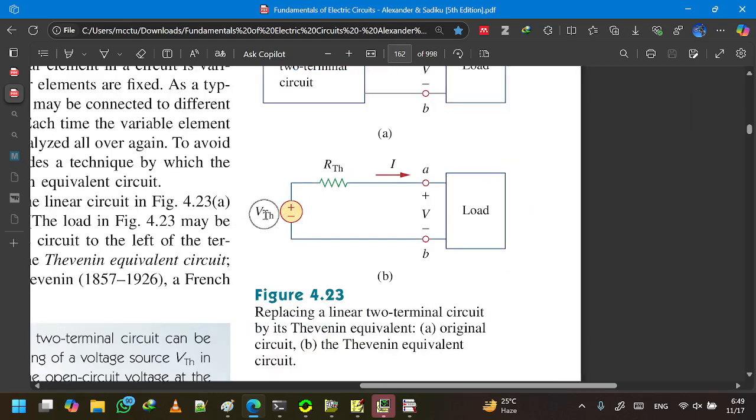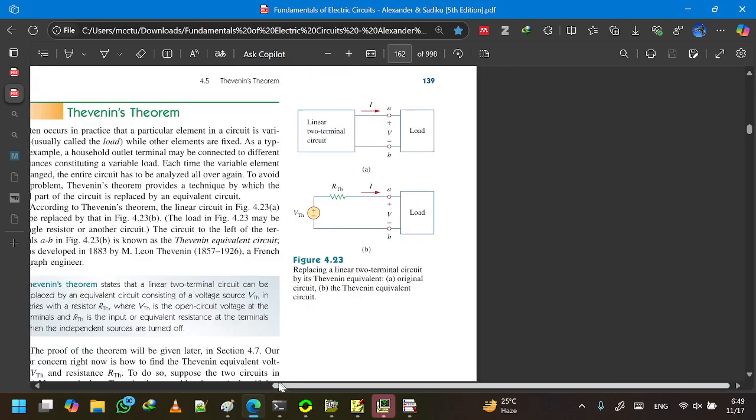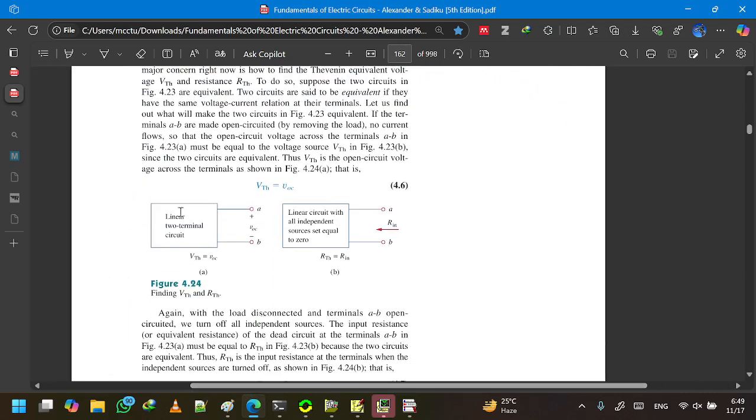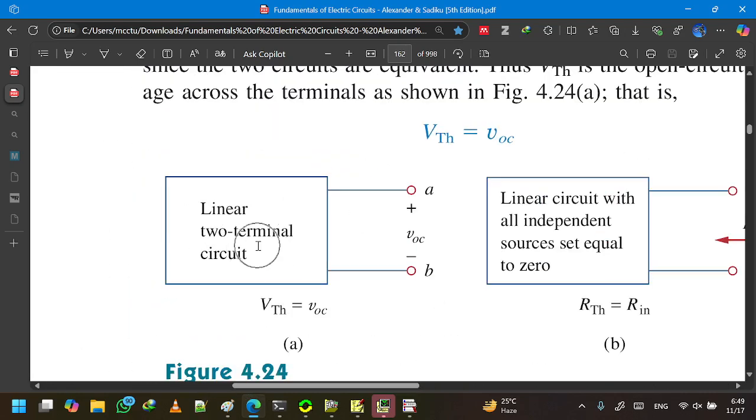As per the book, the value of this VTH will be the open circuit voltage after disconnecting the load. So if we disconnect the load and connect a voltmeter in this position, it will give us the VOC, and this open circuit voltage VOC will be equal to the VTH. So VOC is equal to the VTH.